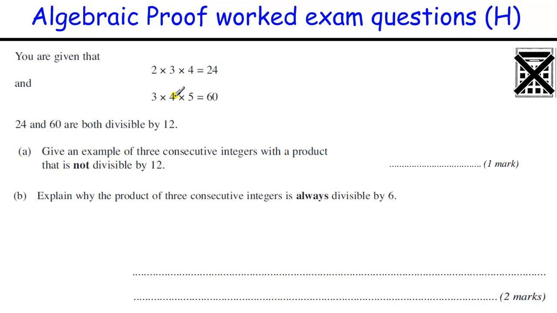Okay, you're given some examples. This is indivisible by 12. Give an example of 3 consecutive integers with a product that's not divisible by 12. Now, quite often, if you go backwards on these, so 1 times 2 times 3, that's 6. That's clearly not divisible by 12.